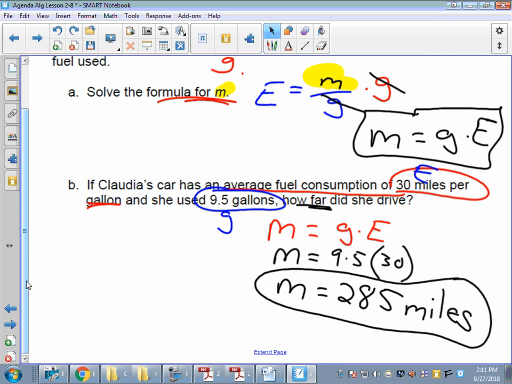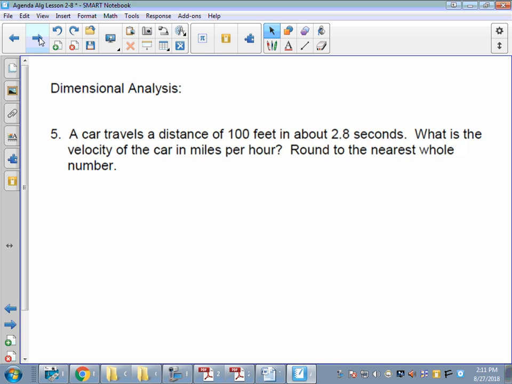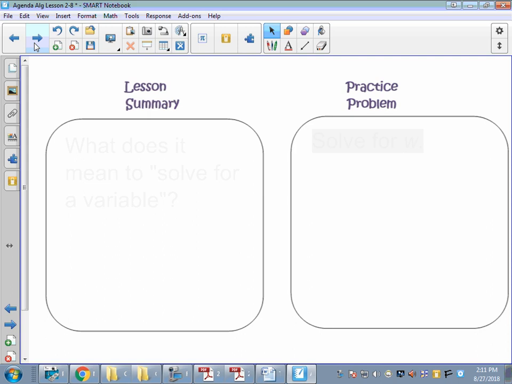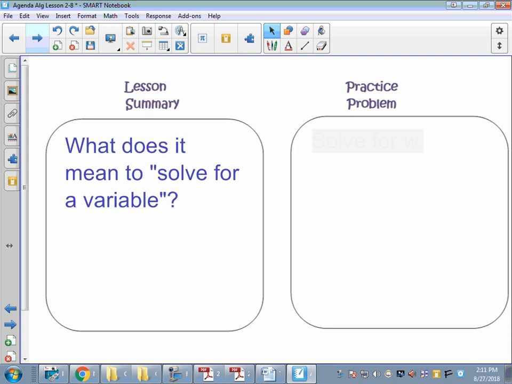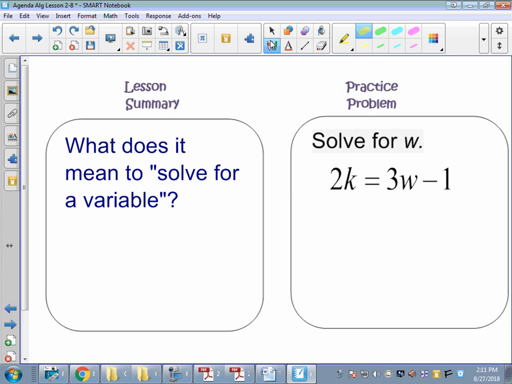Okay? We'll skip this one here, dimensional analysis. We can talk about this a little more in class. This is just converting different measurements. And now we're on to our lesson summary here. So what does it mean to solve for a variable? That's your lesson summary. And here's your practice problem. Solve for W. 2K equals 3W minus 1. And we're solving for W.